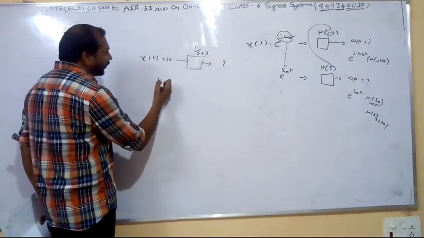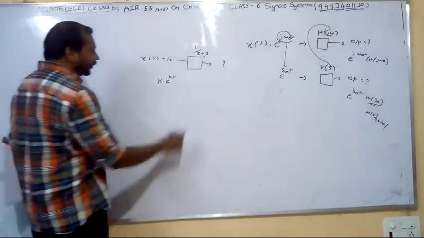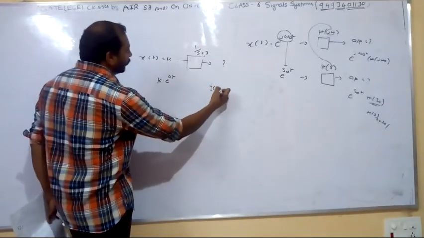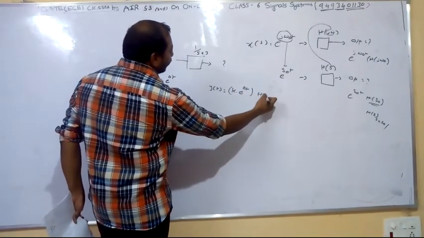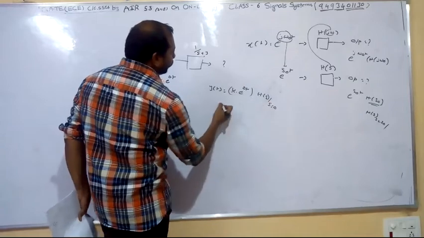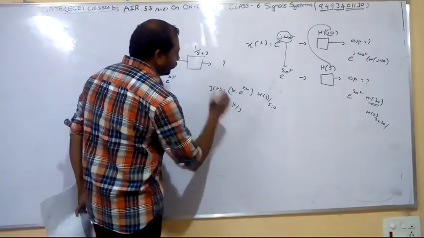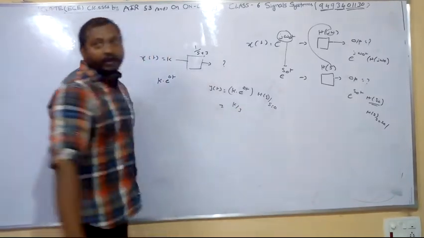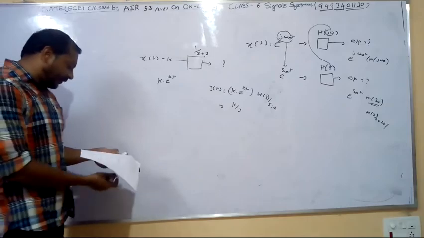Here the input k can be represented as k into e to the power 0 t. So the corresponding output y of t is equal to simply k into e to the power 0 t multiplied with H of s at s equal to 0. So this value will become k divided by 3 into e to the power 0 t. E to the power 0 t is equal to 1 only. So the corresponding value is equal to k divided by 3.